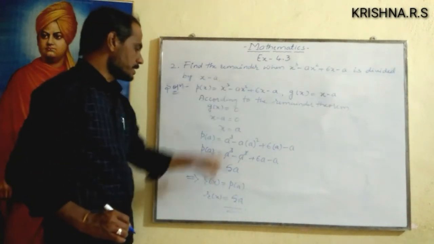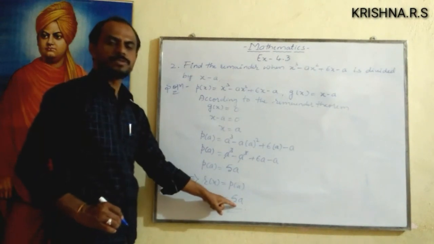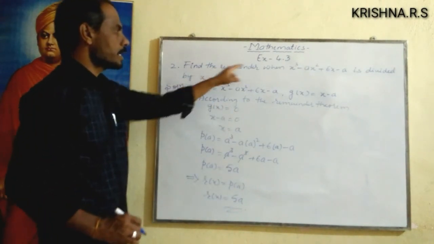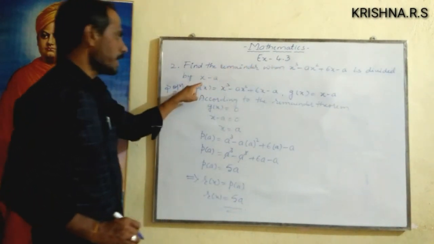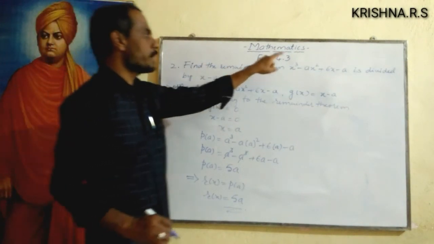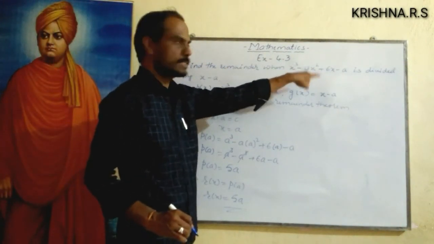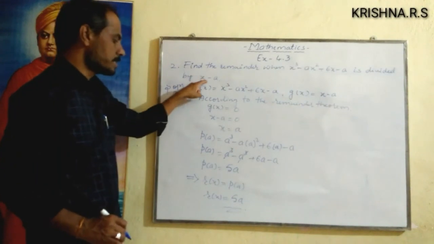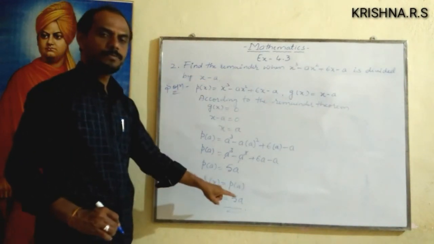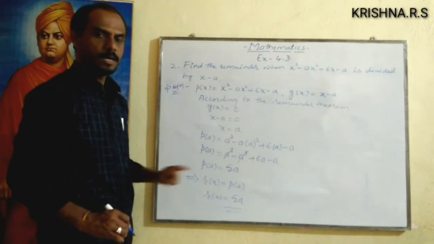Okay. The question is what? Find the remainder. What is the remainder? R of x is equal to 5a. When the given polynomial x cube minus ax square plus 6x minus a is divided by x minus a, then the remainder is 5a. Okay, did you understand?